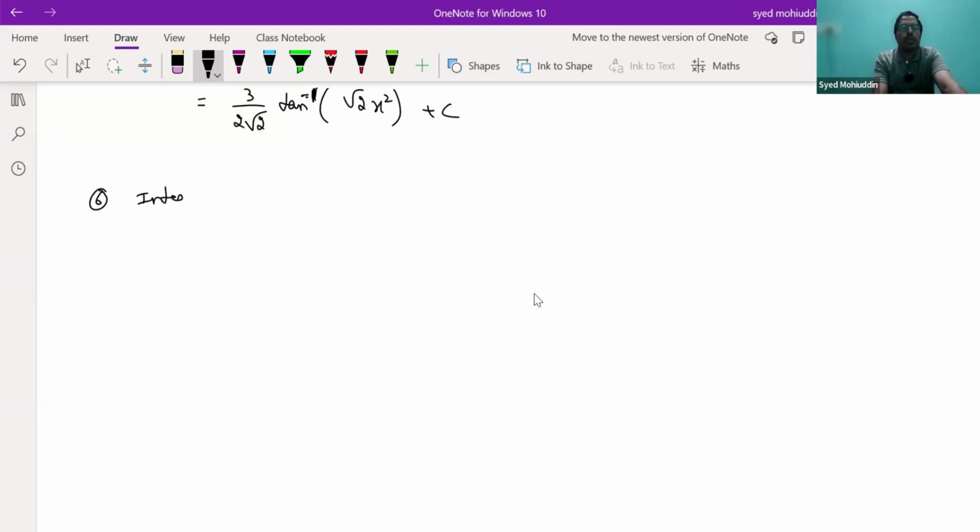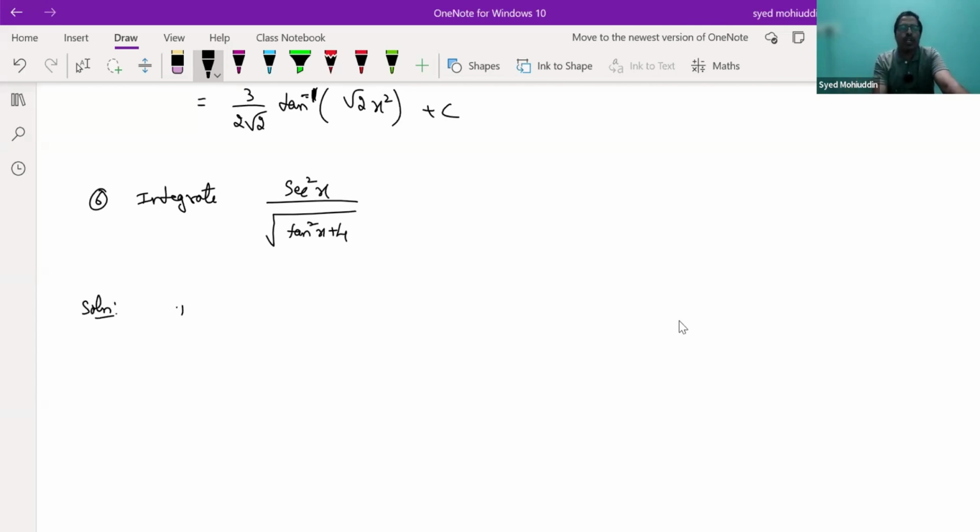So you have to integrate this one. So try to integrate, you have secant square of x by root of tan square of x plus 4. Secant square of x divided by root of tan square x plus 4. So let's try to integrate this one.